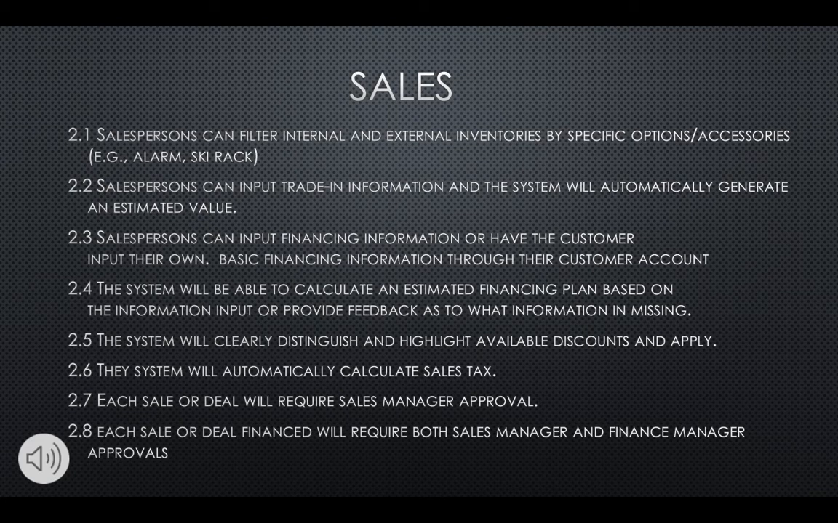Another functional requirement is for sales. We'd like the salespersons to be able to filter internal and external inventories by specific options and accessories. Examples are alarm or ski rack, different colors, leather, non-leather, that type of thing. Salespersons can input the trade-in information if there's a trade-in involved in the deal, and the system should suggest an estimated trade-in value. Salespersons can input the financing information, or we can directly maybe import the customer-inputted finance information from the web.